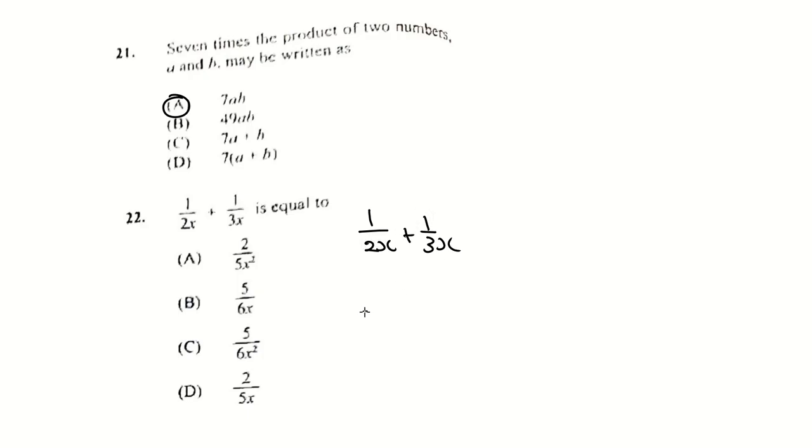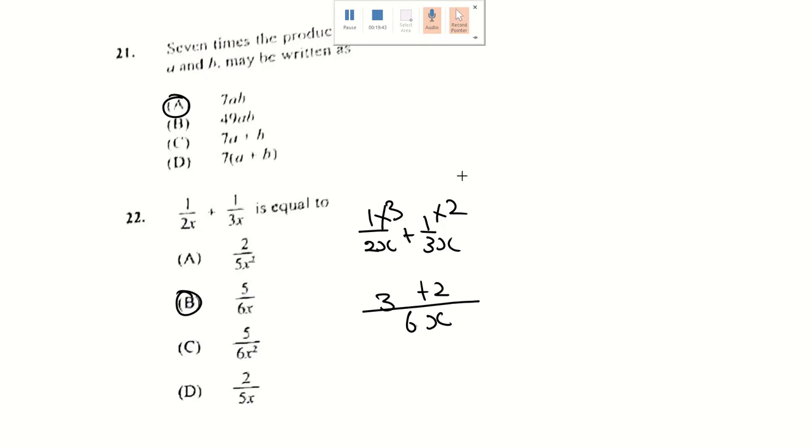This one, 1 over 2x plus 1 over 3x. The first thing we have to do is find the LCM, or LCD, which would be of 2 and 3. What is the LCM of 2 and 3? That's 6. And what could go into x and x? X. Right, so 2 into 6, this would be multiplied by 3, and this multiplied by 2. So this would be 3 plus 2. 3 and 2 is 5. So 5 over 6x. And that is the answer for number 22.